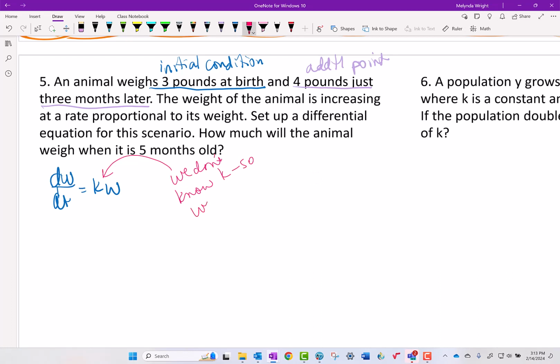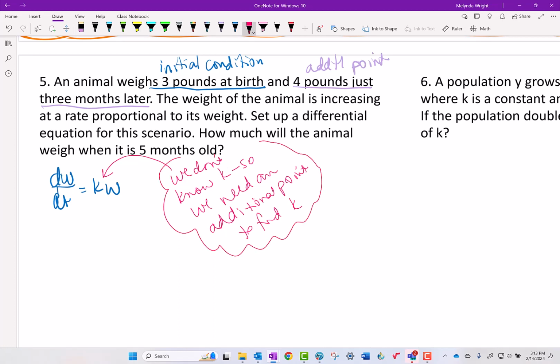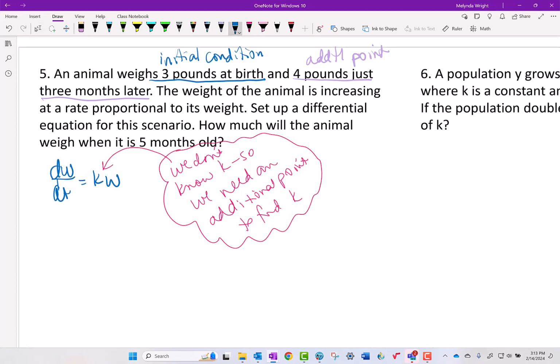So we need an additional point to find k. I would love to have k, but I don't. So here we go. I'm going to go to the position. The position would be W equals, we have our initial, 3e to the kt. So we did pretty good, actually. We're almost there. We just don't know what k is.